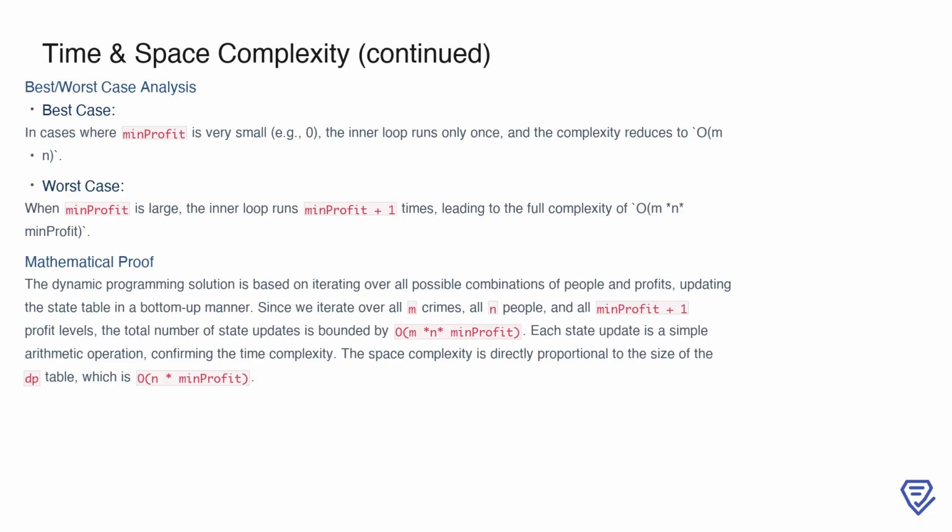From a mathematical standpoint, the time complexity arises from iterating over all combinations of crimes, people, and profit levels, with each state update being a simple arithmetic operation. This confirms the total complexity of O(m * n * minProfit). As for space complexity, it is directly tied to the size of the dynamic programming table, which is proportional to O(n * minProfit).